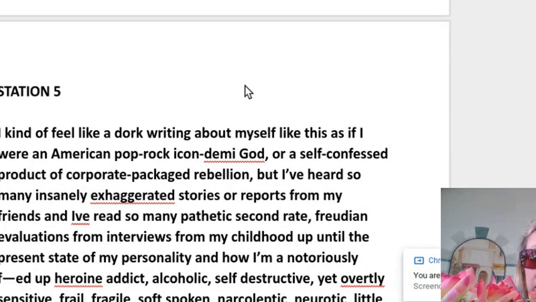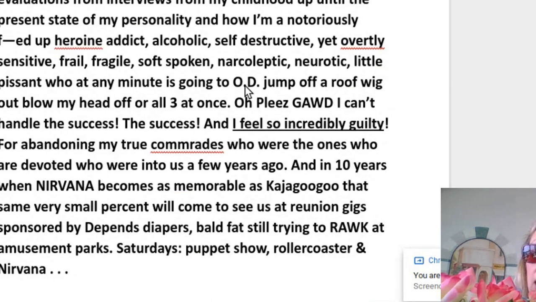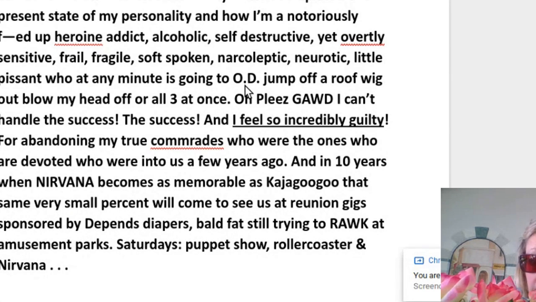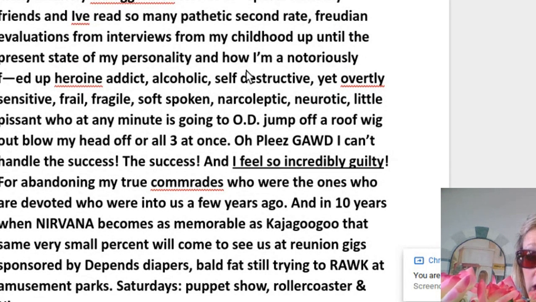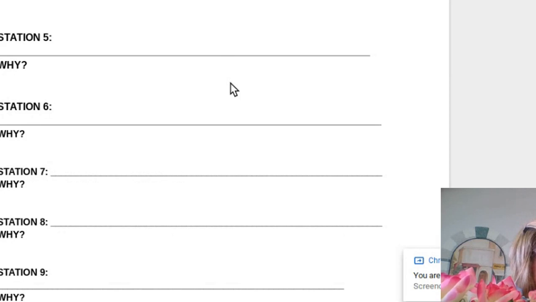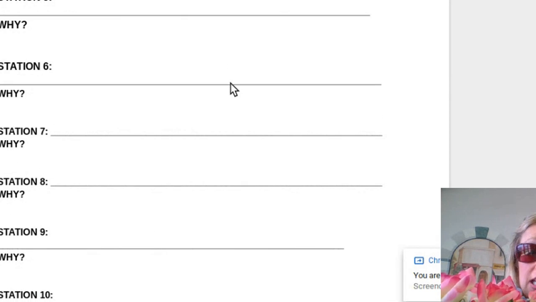Station number 5. I kind of feel like a dork writing about myself, like this is as if I were an American pop rock icon demigod. Okay, first of all, I left those mistakes in there on purpose, so don't bother telling me about the spelling. This is clearly an example of literary nonfiction. This is someone's journal, autobiography, or diary. They are talking about themselves, inside thoughts and feelings, and they weren't so keen on figuring out spelling and punctuation errors. So, station number 5, definitely literary nonfiction, autobiography, journal, diary.